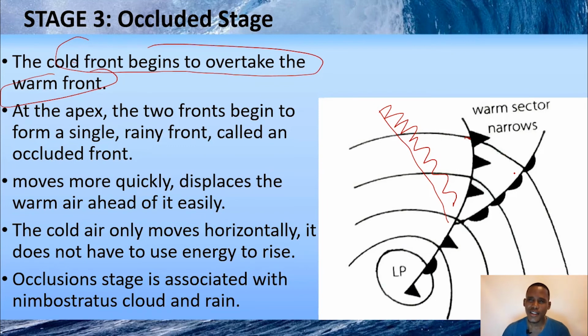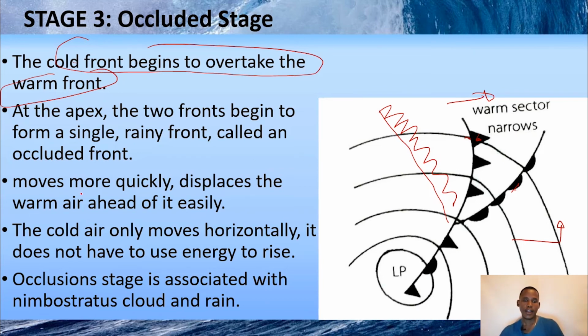The reason for this, let me explain, is that the cold front only moves in a horizontal direction, whereas the warm front moves horizontally and it also rises. It uses its energy to move horizontally and to rise as well. So that's why the warm front moves slower, because it moves forward and tries to rise, whereas this one only moves horizontally, so it manages to overtake the warm front.